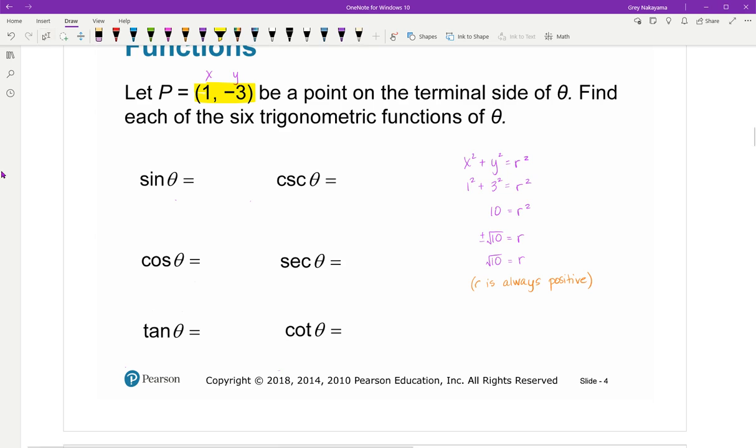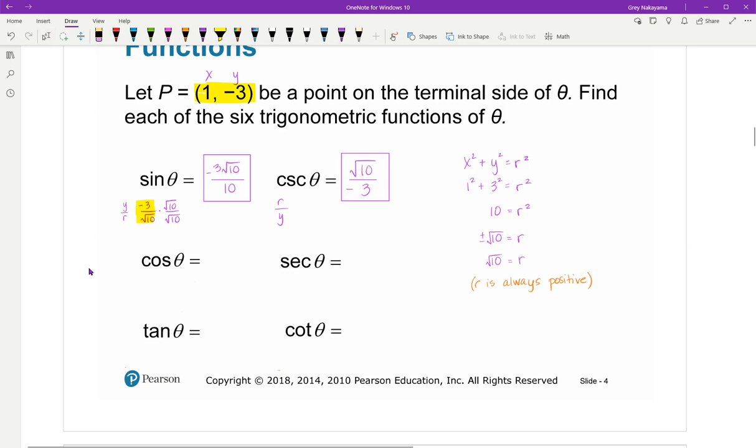Sine is y over r, and y is -3, and r is the square root of 10. So I have -3 over the square root of 10, which I have to rationalize, and that becomes -3 square root of 10 over 10. Now, it is easiest to go ahead and do the cosecant, because the cosecant is r over y. If I just flip this before I rationalize it, I have my answer of square root of 10 over -3. So it's much easier to flip it here than it is here. That's why it's important and helps you to actually write this on your paper.